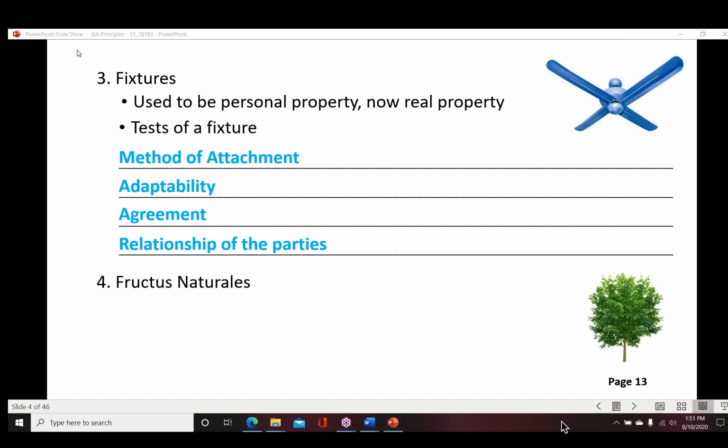Now remember, our heading up here should have been different types of appurtenances. And the first one would have been fixtures. The second type of appurtenance is called fructus naturalis.